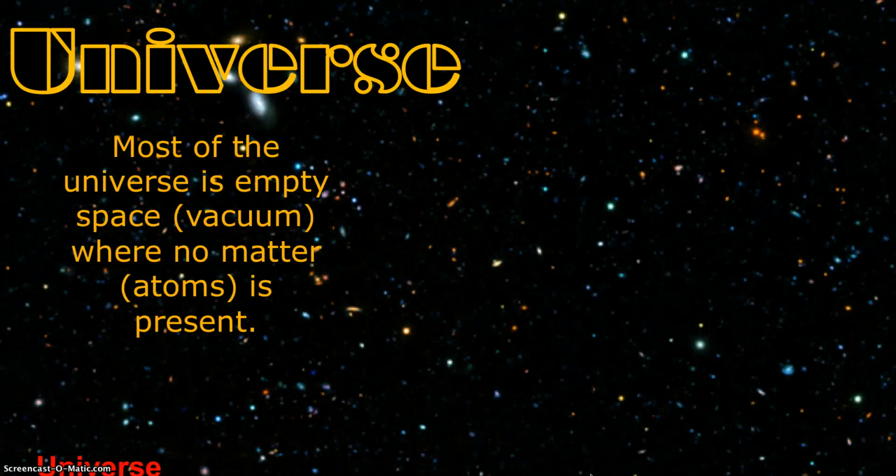Most of the universe, like we saw, was empty space where no matter is present. We call this empty space a vacuum because there's absolutely no matter. There are no atoms. There's no nothing. It's just nothingness. And within that nothingness, we find all of the galaxies, and within those, we find the nebulas and the stars and the planets.